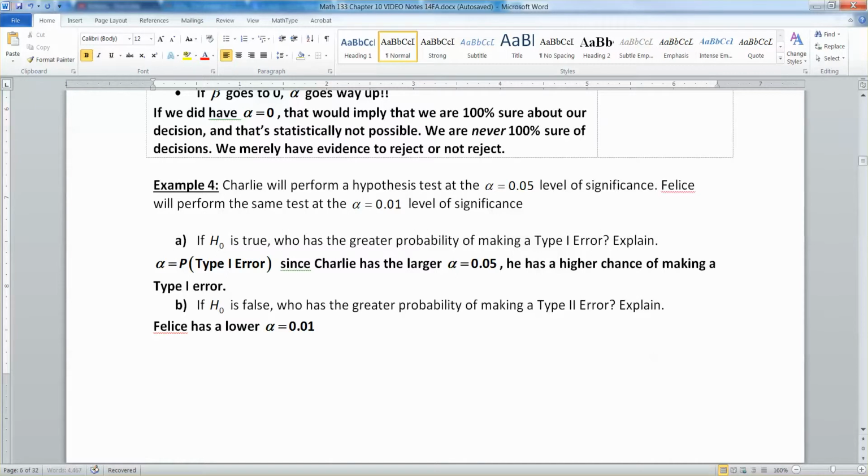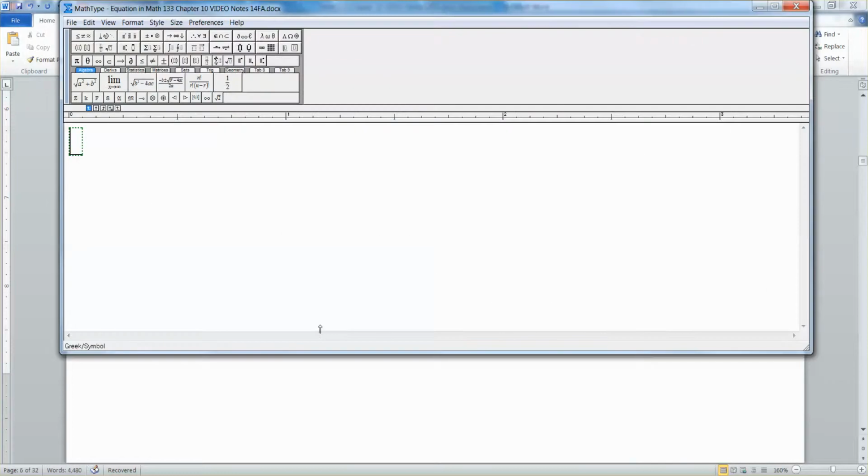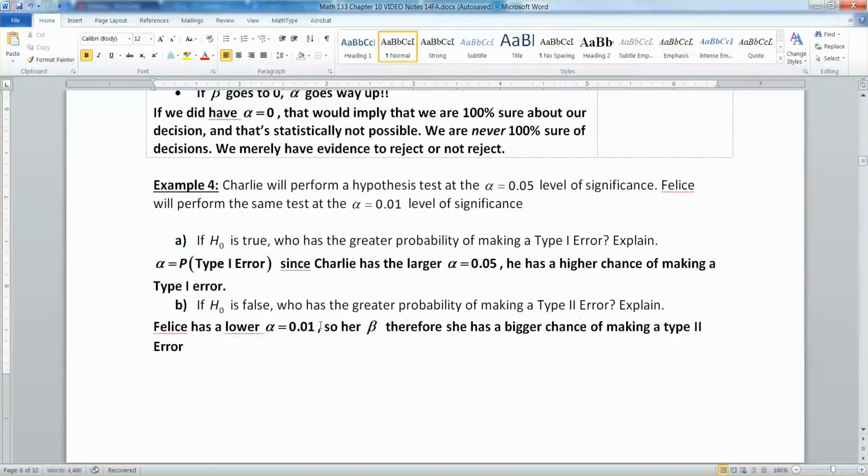Therefore, she has a bigger chance of making a type 2 error. So her beta is higher. Actually, we know it's higher because it's the same test. So her beta is higher than Charlie's. Therefore, she has a bigger chance of making a type 2 error.